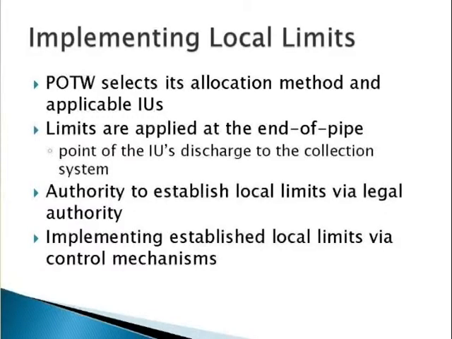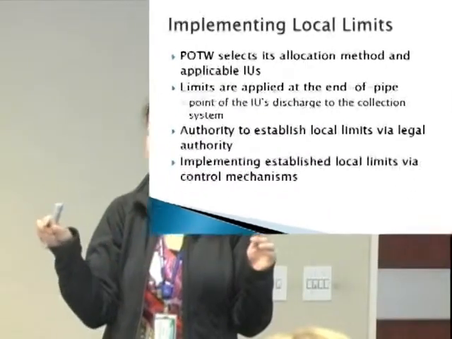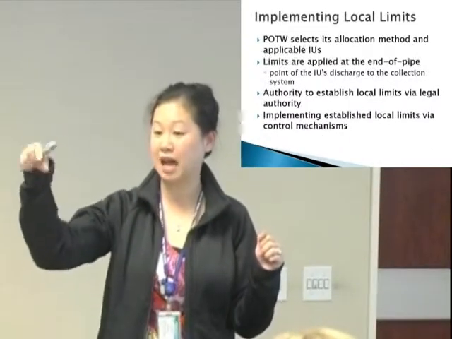When implementing local limits, the POTW has to decide how they're going to allocate these limits, and we'll talk about that later. Local limits are applied at end of pipe, and end of pipe is where the discharger's pipe is connected to the POTW's collection system. Categorical limits are end of process, so it's at the end of the categorical process.